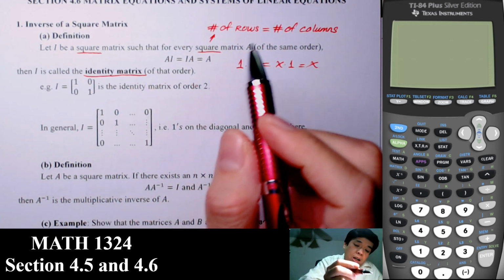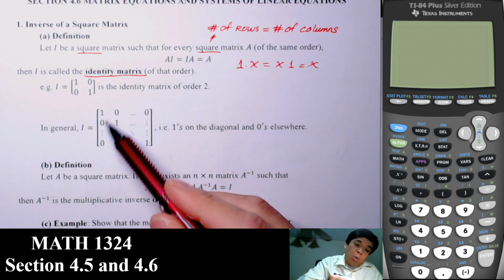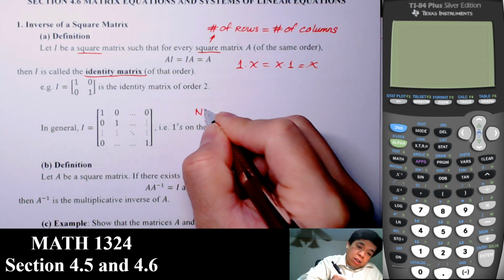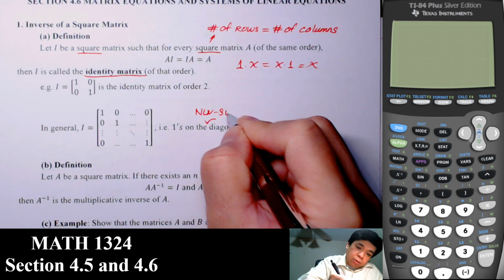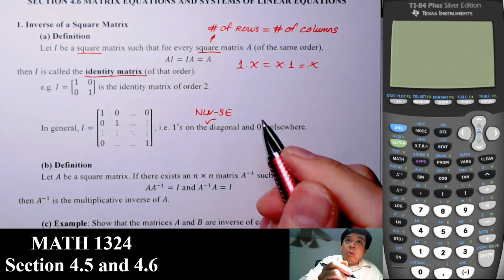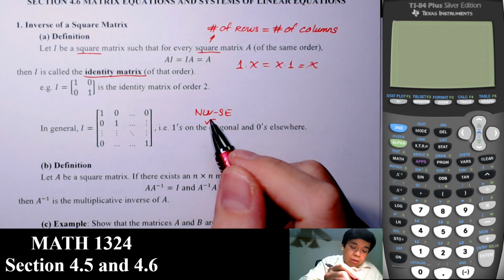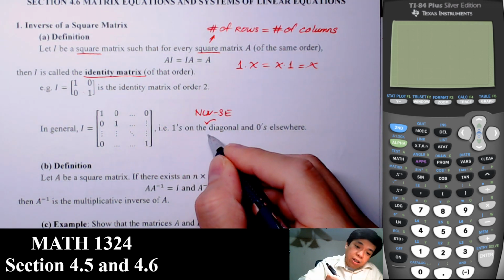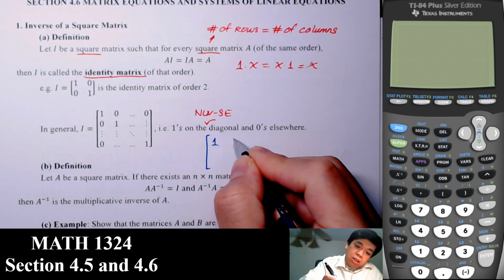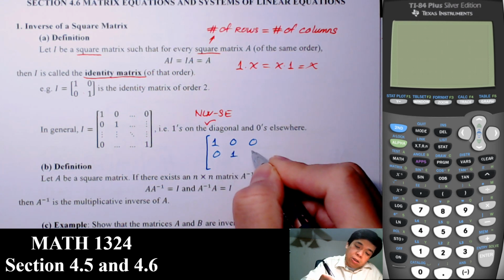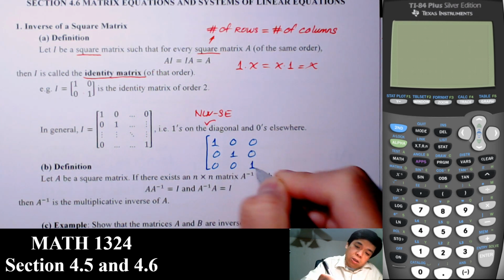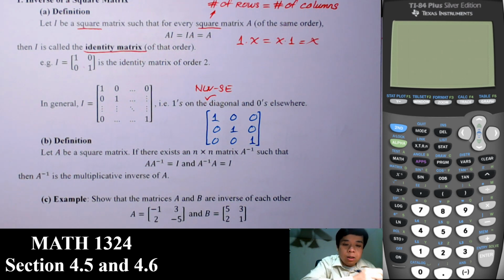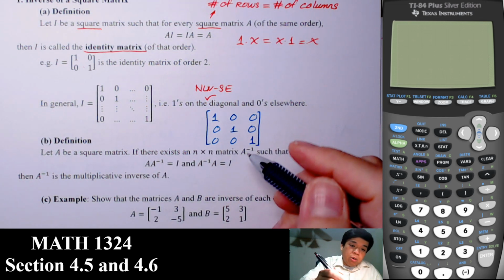In general, the identity matrix is the matrix where we have 1 on the diagonal, the northwest to southeast diagonal, and 0 everywhere else. So this is the identity matrix of order 2, and the identity matrix of order 3 will look like this. We have 1 on the diagonal, 0 everywhere else.